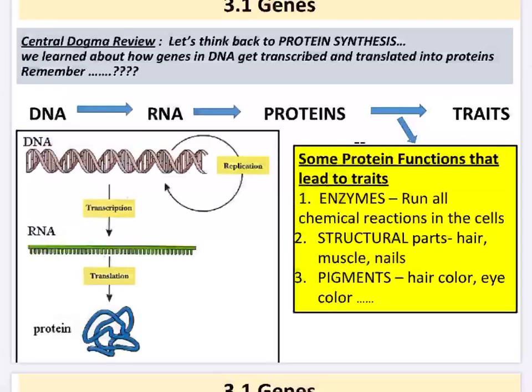So thinking back to protein synthesis, we learned how that DNA got transcribed and then translated into proteins. Remember, we went from DNA to mRNA to the sequence of amino acids to the protein. Remember that the protein functions that lead to traits are enzymes. They run all the chemical reactions. There are some structural proteins like in your skin, your hair, your nails, also muscles. And then there are also pigments that we just learned about in photosynthesis, proteins that are pigments, and that gives our hair color, eye color, etc.